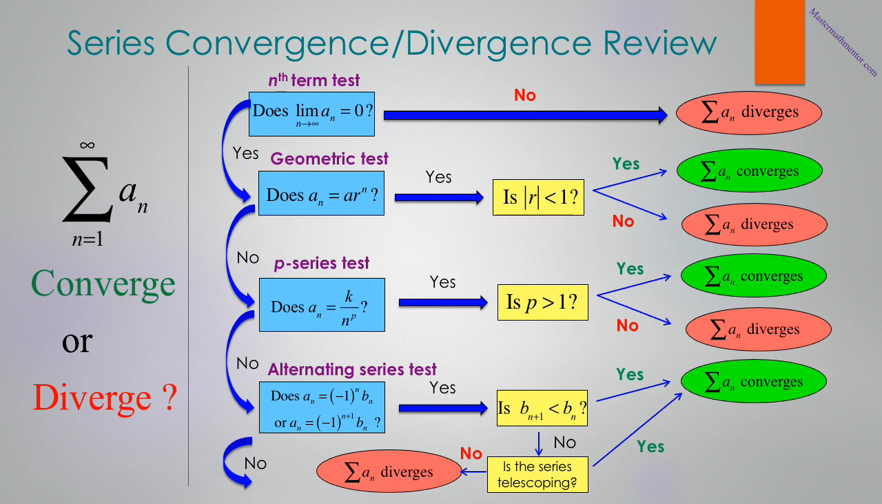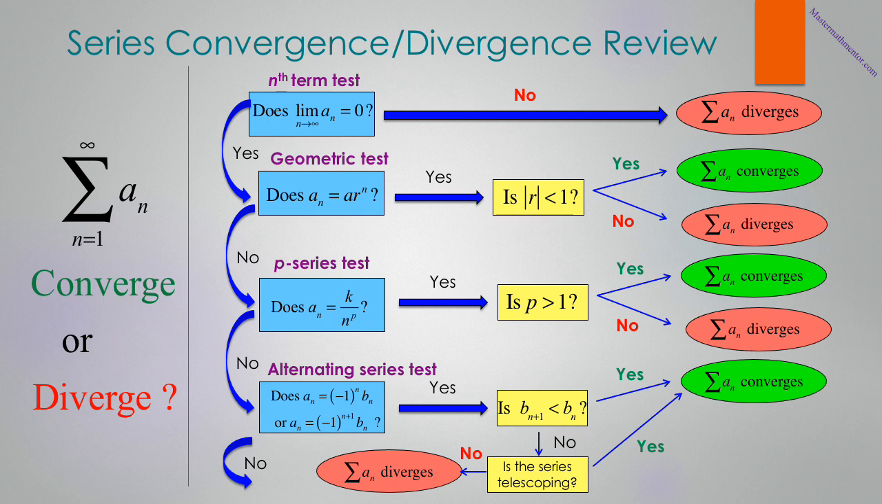If this is not a p-series, then ask yourself whether it's an alternating series. Is the form a sub n equals negative 1 to the n of some b sub n, or a sub n equals negative 1 to the n plus 1 of b sub n? If that is true, then it is alternating. Ask yourself if b sub n plus 1 is less than b sub n, meaning the terms are getting smaller. If the answer to that question is yes, then summation of a sub n converges.